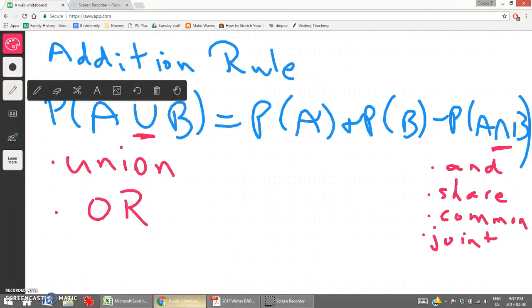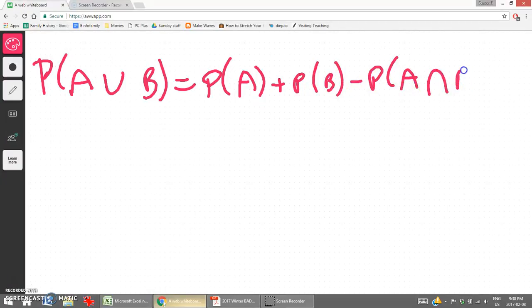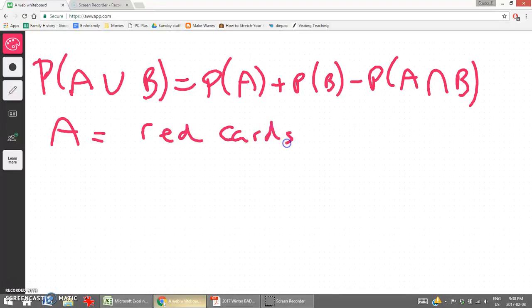So let's talk about the addition rule here. We have A or B equaling the probability of A plus the probability of B minus the probability of A and B. So let's imagine that A is, in a deck of cards, A represents red cards and B represents the fives.